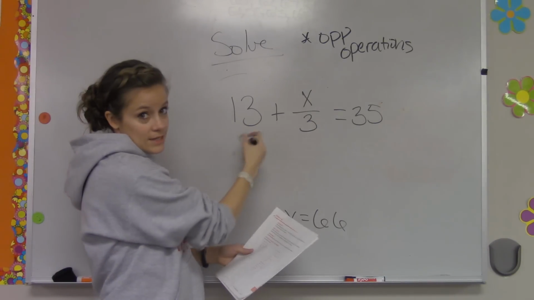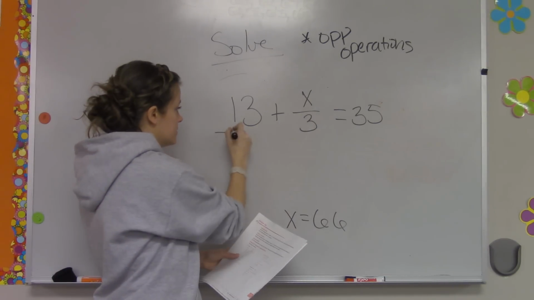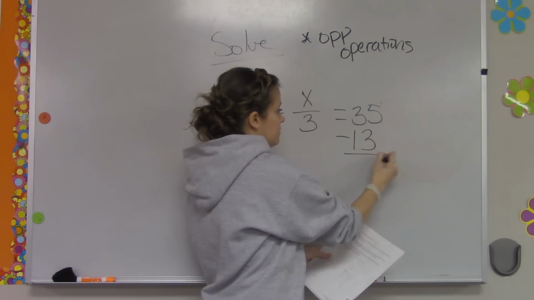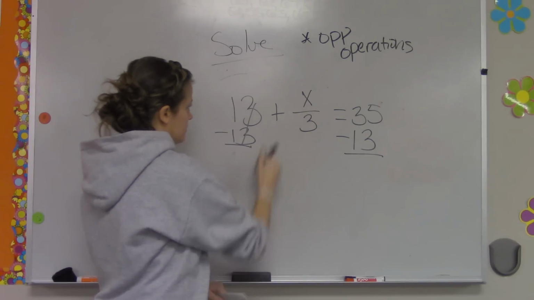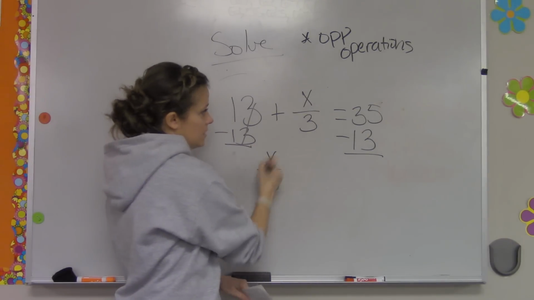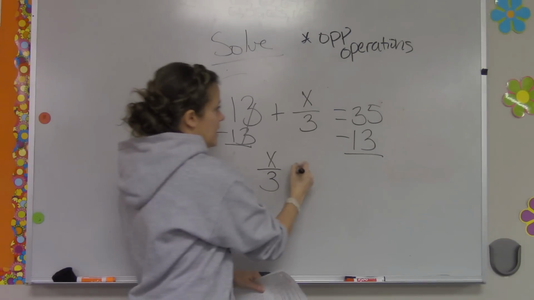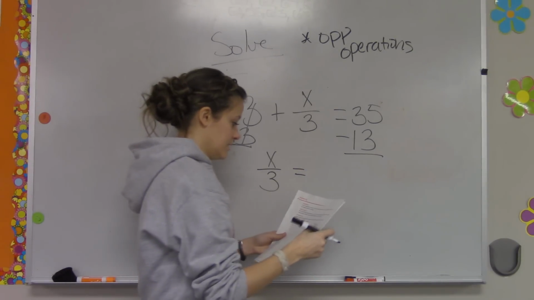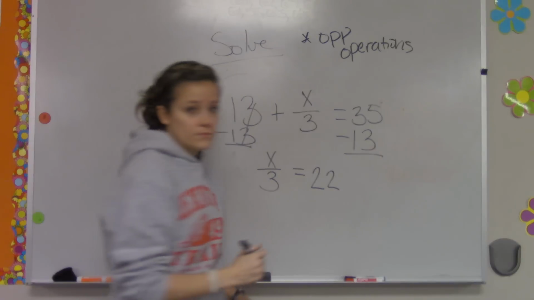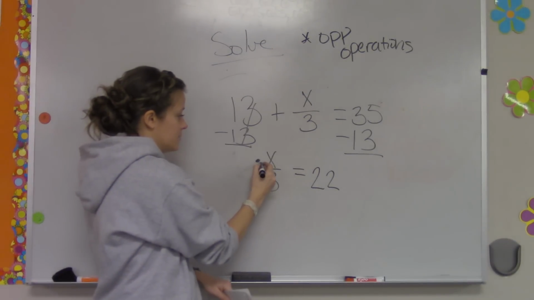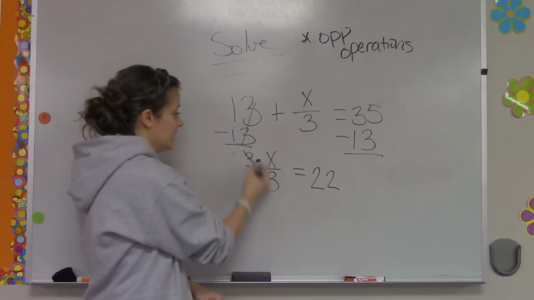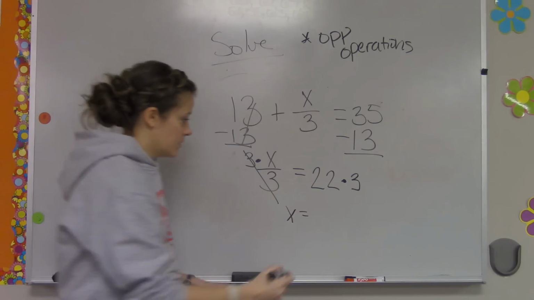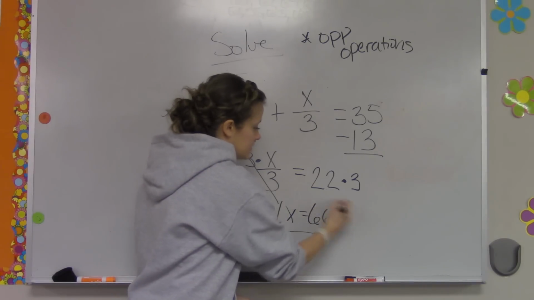So positive 13, I need to move this to the other side. So you subtract from both sides. This cancels. This is left on the left side. And 35 minus 13 is 22. So you have x divided by 3. The opposite operation would be to multiply by 3. These cancel. Multiply by 3 on the other side as well, and x equals 66.